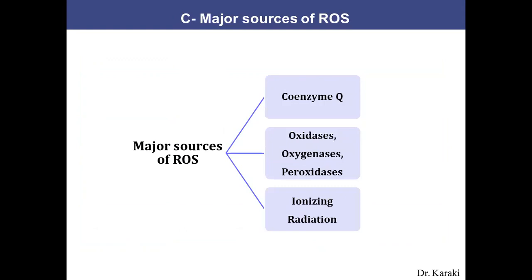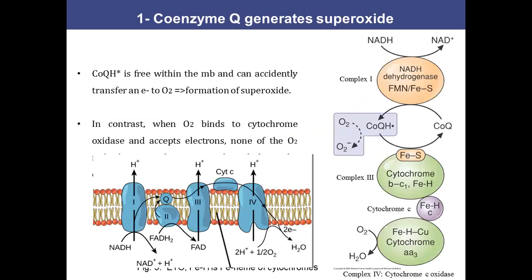Now we're going to talk about the major sources of reactive oxygen species, such as the coenzyme Q, the oxidase, oxygenase, peroxidase, and the ionizing radiations. Now we're going to start with the coenzyme Q generating peroxide.